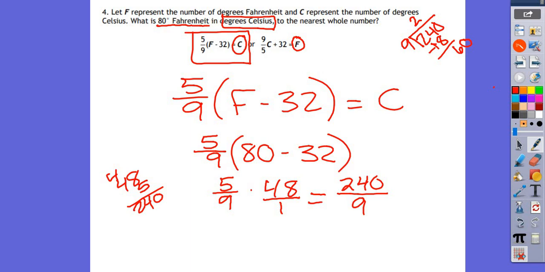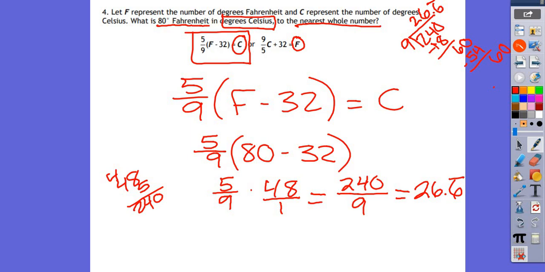9 into 60? 6 times. That gives me 54. I get another 6. Put a decimal. Bring down a 0. Oh, what's happening here? It's going to repeat. What's repeating? The 6. So this equals 26.6 repeating, but it says round to the nearest whole.